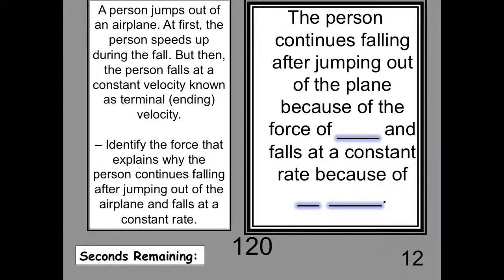A person jumps out of an airplane. At first, the person speeds up during the fall, but then the person falls at a constant velocity, known as terminal velocity. Identify the force that explains why the person continues falling after jumping out of the airplane and falls at a constant rate.